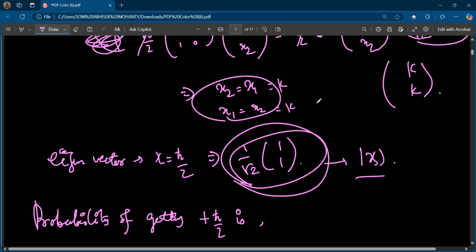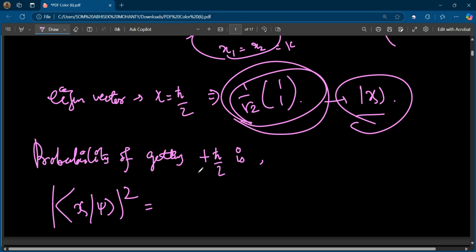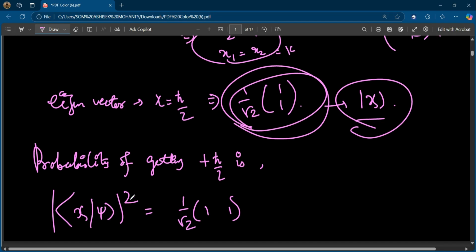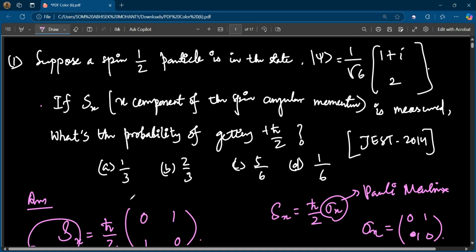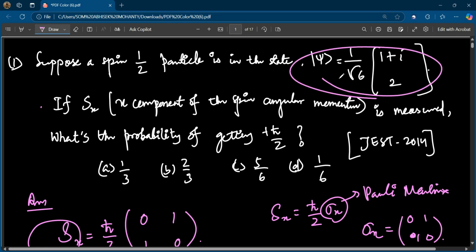Yeah, but this is your ket form, so bra form will be what? 1 by root 2, 1, 1. Okay. And your psi is, what is psi? Psi is given in the question. This is your psi, ket psi.